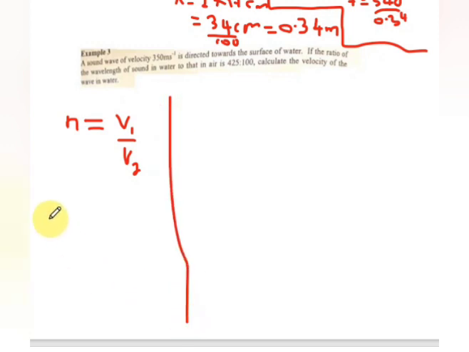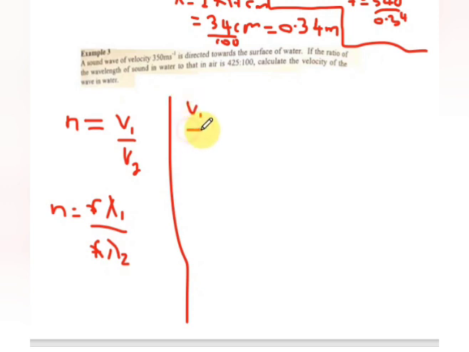Next, a sound wave of velocity 350 meters per second is directed towards the surface of water. If the ratio of the wavelength of sound in water to that in air is 425 to 100, calculate the velocity of the wave in water. Now we know that the refractive index of a wave is given as the speed of wave in the first medium divided by the speed of wave in the second medium. So n is equal to f times lambda 1 divided by f times lambda 2. This is because v is equal to f lambda. Now the frequency remains the same, so therefore they cancel out each other.